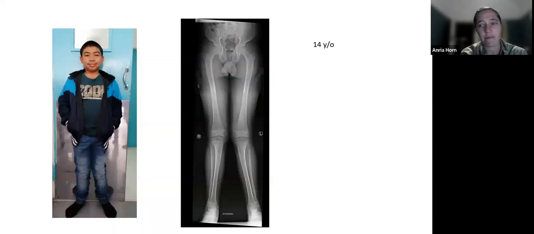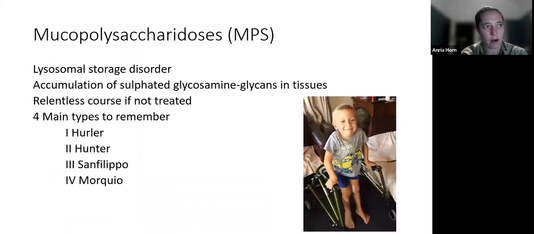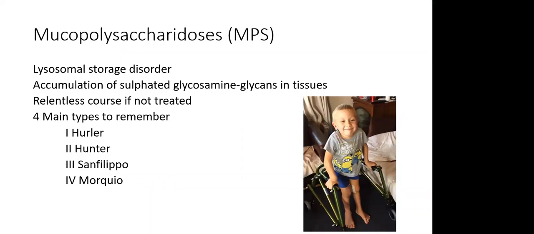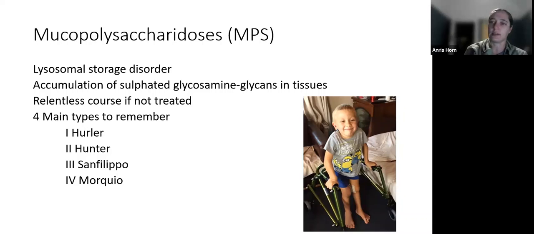Well done. So both these patients have a form of mucopolysaccharidosis. This guy has Morquio syndrome, which is MPS type 4. And this one has a very mild variant of MPS type 1, which is Hurler syndrome. This is another Morquio. Okay, so MPS is a lysosomal storage disorder, and you get accumulation of sulfated glycosaminoglycans in the tissues. You can remember that, I'd be very impressed.